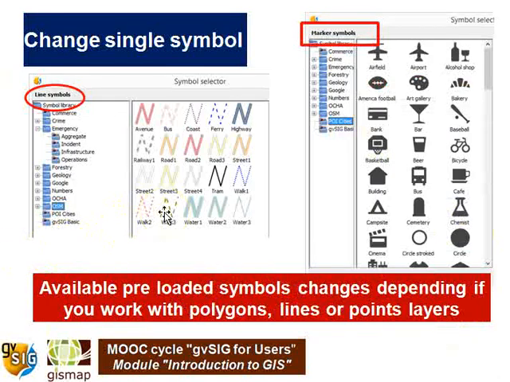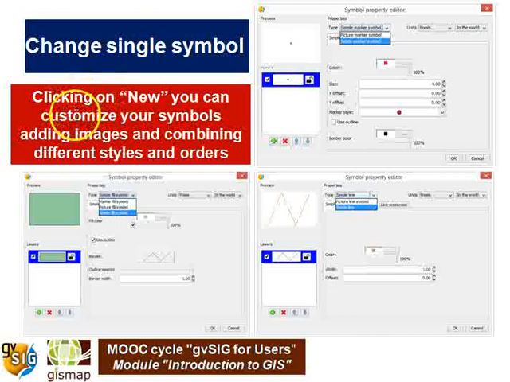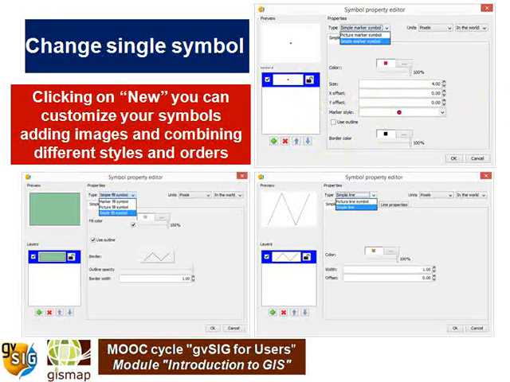Remember as well that a wide list of different preloaded symbology is available for lines and for points, so you can customize your symbol list as you want. And if you want, you can also have your own symbols: you click on new, then you can customize as you want. You can customize polygon, line, and points by adding images, creating your own line symbology or polygon, let's say, color inside other color. So there is a huge possibility of customization of symbology.